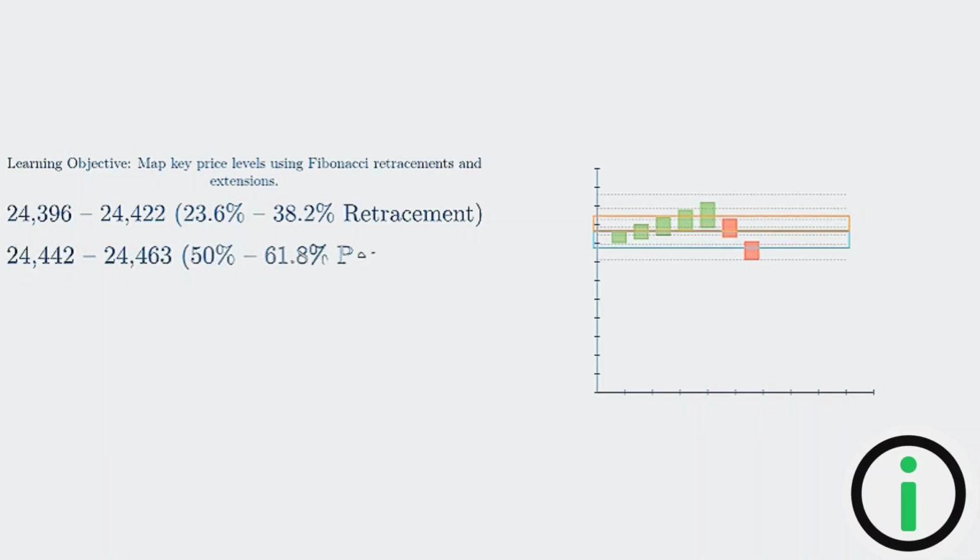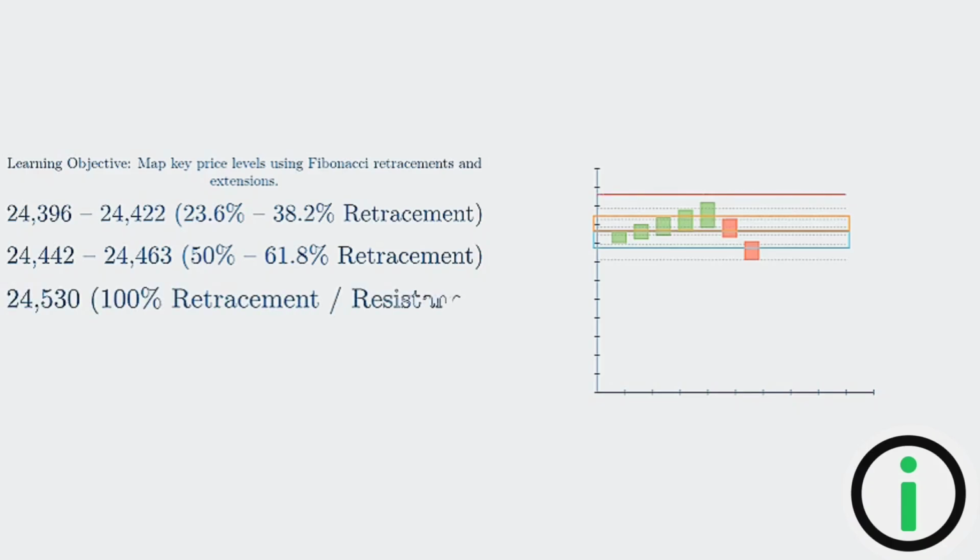Moving higher, the mid-retracement zone between 24,442 and 24,463 is crucial. The bulls must reclaim and hold this level to regain control and negate the expiry day sell-off. Finally, 24,530 stands as the ultimate ceiling. It represents the session high and is currently a major wall of resistance.